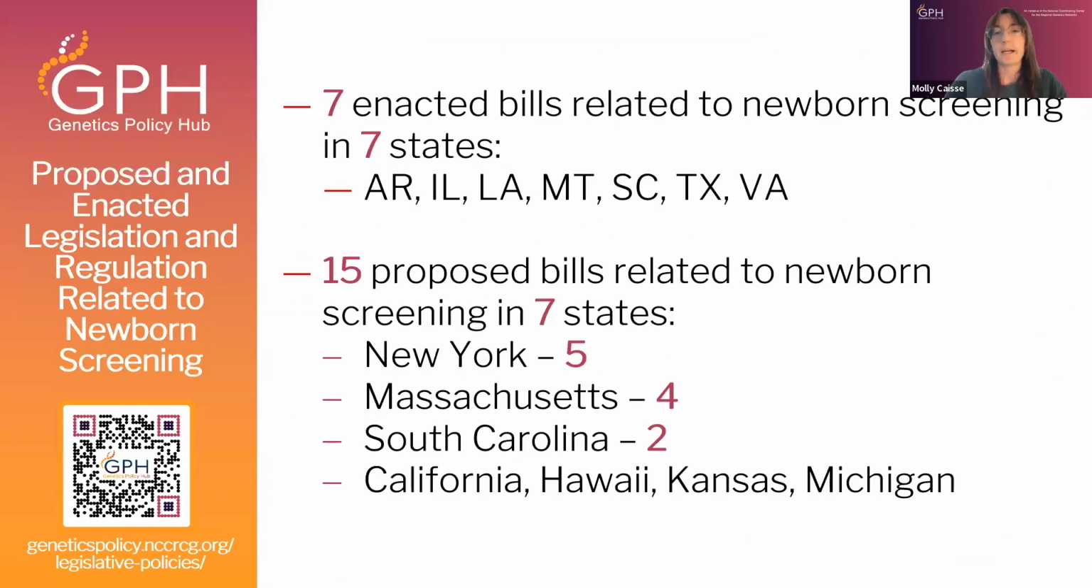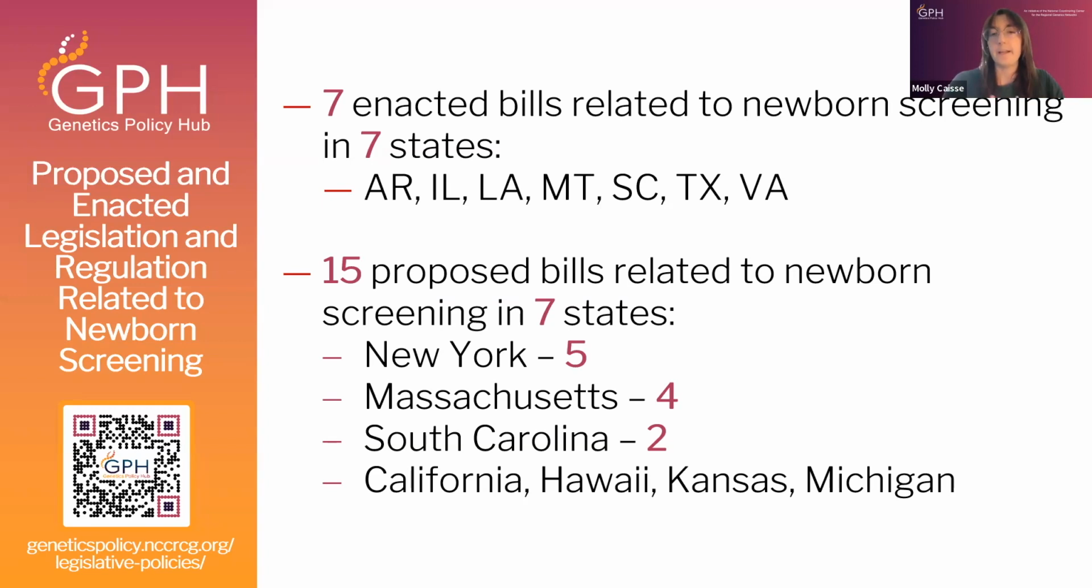So this is a look at some current legislation relating to newborn screening, either enacted or proposed during this year's legislative session. This is based on another tool within the Genetics Policy Hub, which is our tracking of proposed and enacted legislation and regulation at the state and the federal level. We use a system called Physical Note, and every day we look to see what policies and bills are being introduced based on specific search terms related to genetics.